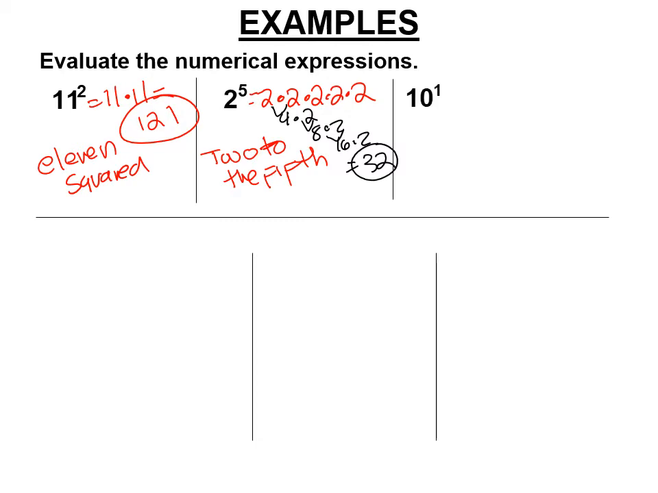Now that's so easy it should be sometimes hard. That's 10 to the 1st. That's how you say that. I should write that. 10 to the 1st. All right, you don't say 1, you say first. And that's 10. Okay, that's what that is.